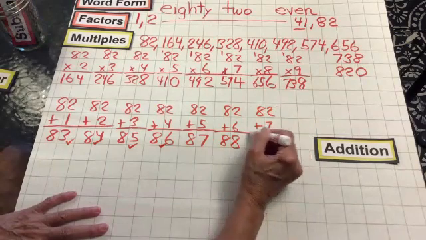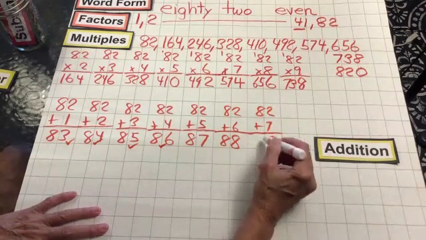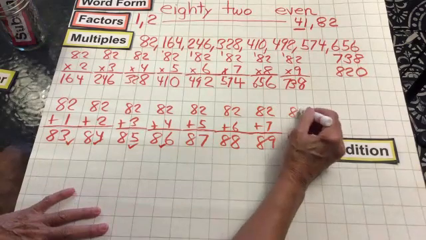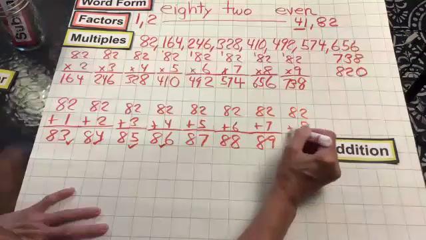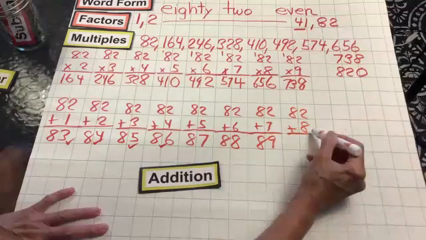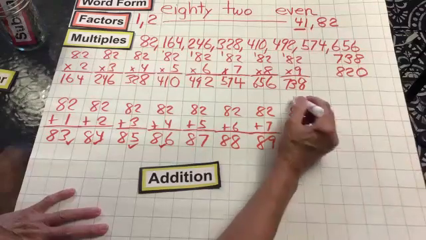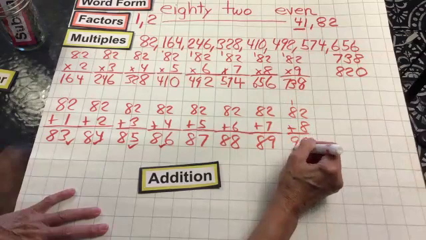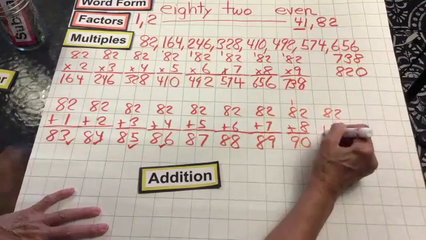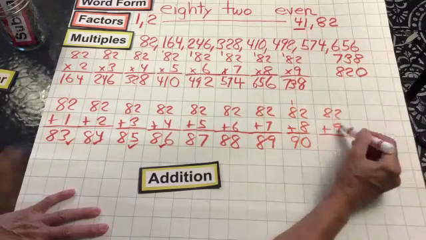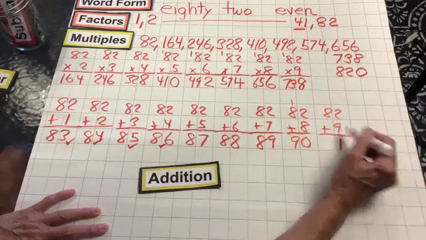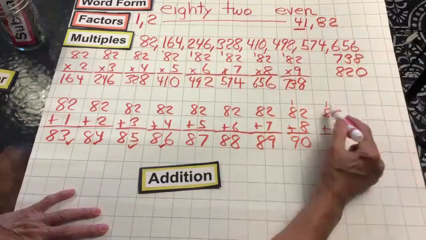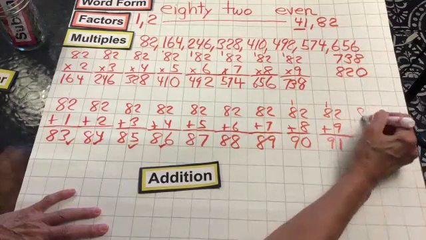82 plus 7. 2 plus 7 is 9. 8 plus nothing is 8. 82 plus 8. 2 plus 8 is 10. Drop the 0, carry the 1. 1 plus 8 is 9. 82 plus 9. 2 plus 9 is 11. Drop the 1, carry the 1. 1 plus 8 is 9.